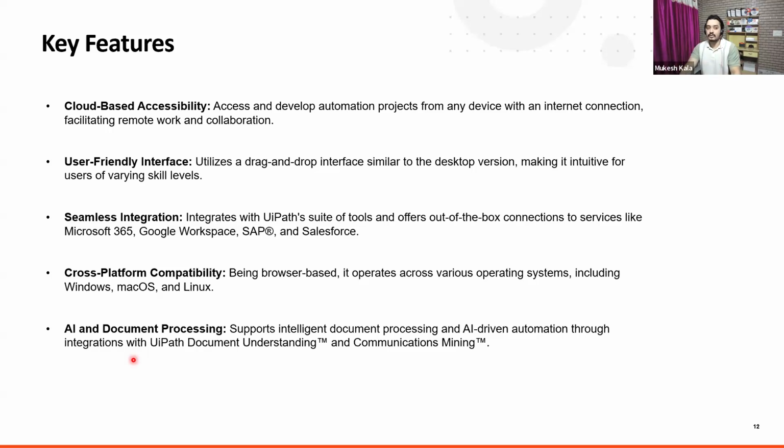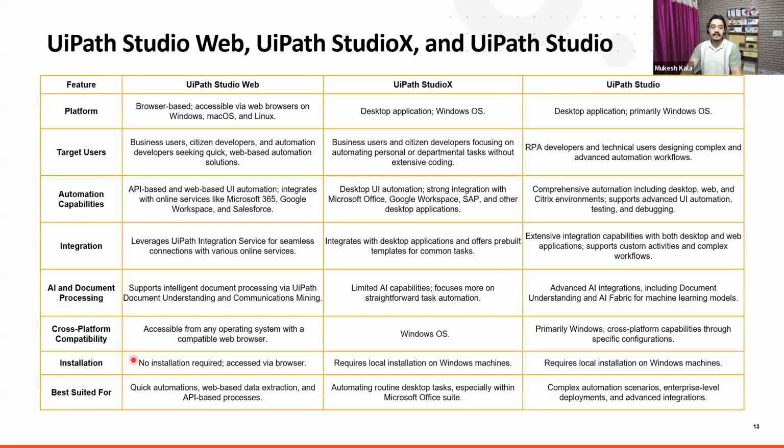Some of the features of using Studio Web, right? And then this slide is important. You don't have to worry about everything, but you need to know that UiPath has different products, right? So don't get confused. UiPath Studio Web, which I just showed. UiPath Studio, which is a desktop application. It is primarily for the Windows operating system, so that's why I'm using Windows. I have this, right? Then UiPath has one more product which is called UiPath StudioX.